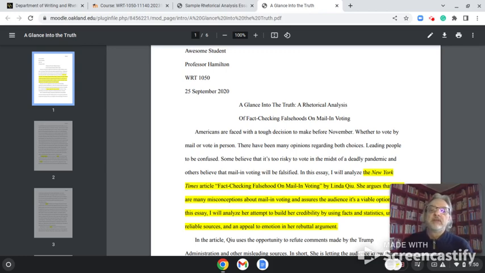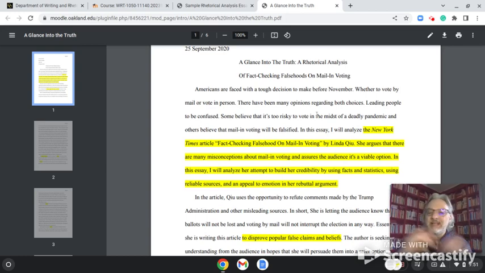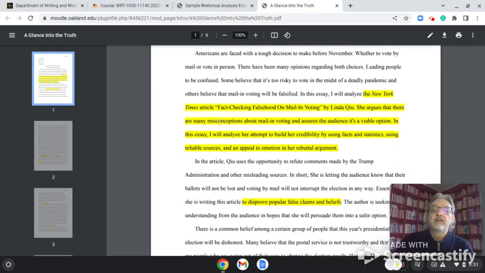Americans are faced with a tough decision to make before November, right? So the article that she chose must have something to do with an election. So she sets it up really well. And then before she gets into saying what she's going to do, analyze this particular New York Times article, she gives the author name and then states her overall claim, her thesis, what she's going to do.